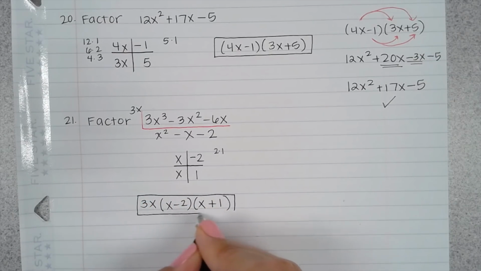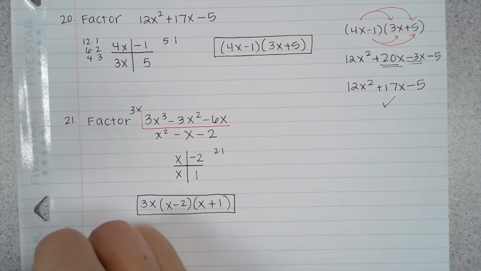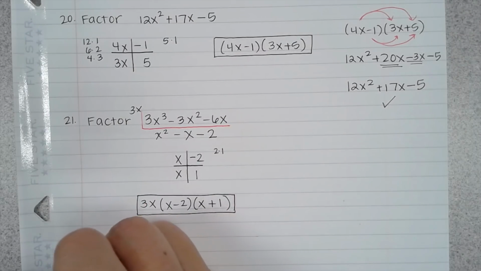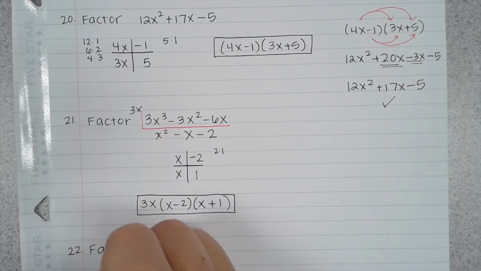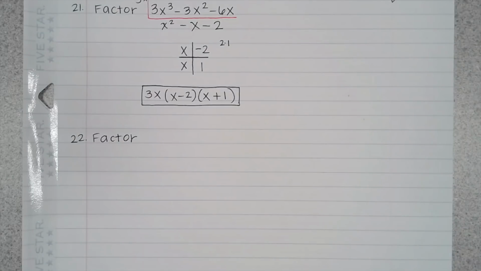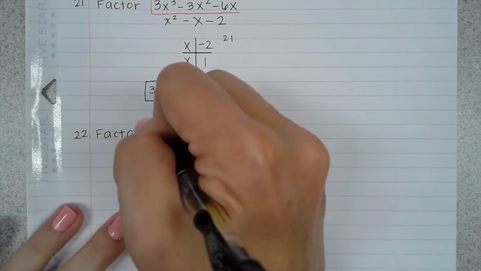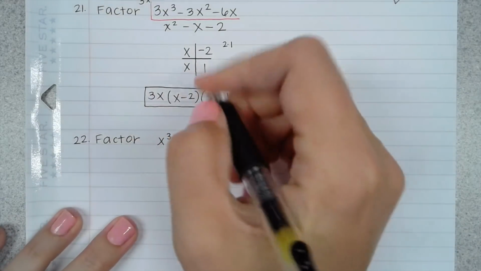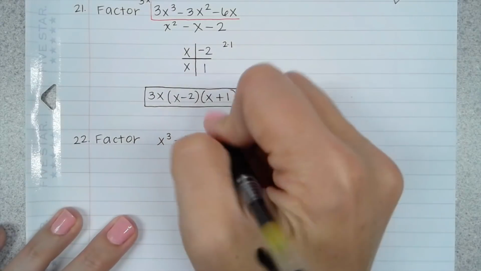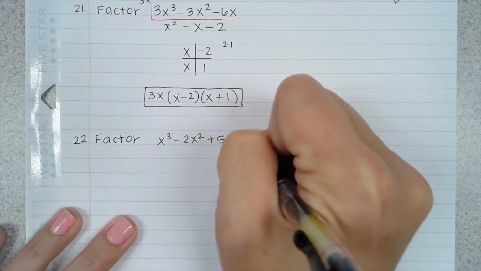It's commutative, so you can put it in either order. Let's see, for question 22 I'm still factoring, but this one's different. And I know it's different right away because when I write down the question from the very get-go, I see that it has 4 terms. So this one's going to have me factor x to the third minus 2x to the second plus 5x minus 10.